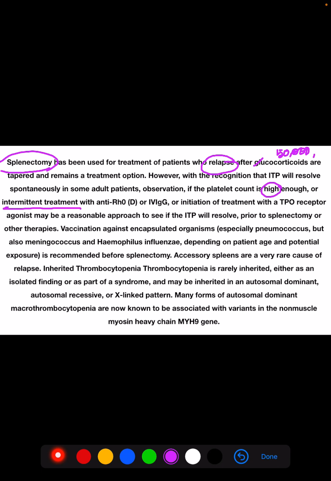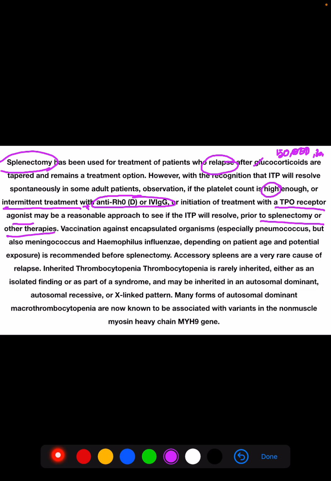But sometimes when the patient's platelet counts fall, what can we do? We can start intermittent treatment instead of directly removing the spleen. This intermittent treatment can be given either with anti-D or IV IgG, or we can initiate treatment with a TPO receptor agonist to see if the ITP will resolve prior to splenectomy or other therapies. So before removing the spleen, these therapies can be tried.